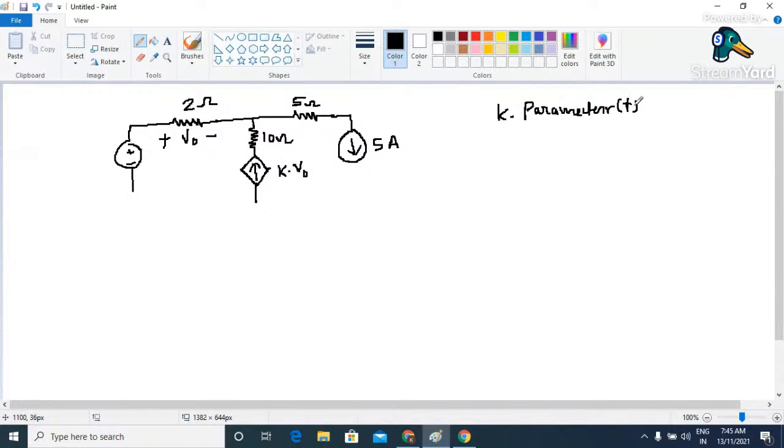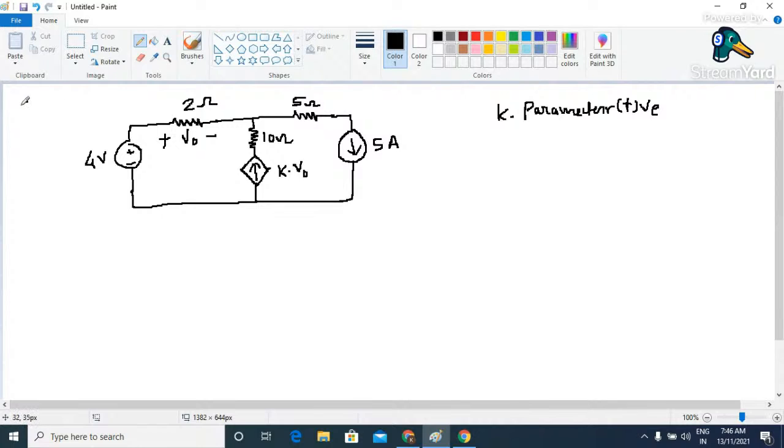This is also given in the numerical. And V naught is simply the voltage which is developed across this 2 ohm resistor. So the value of this current source is controlled by V naught. That's why it is a voltage controlled current source. And the circuit is closed like this. And here the value of this voltage source is 4 volt.